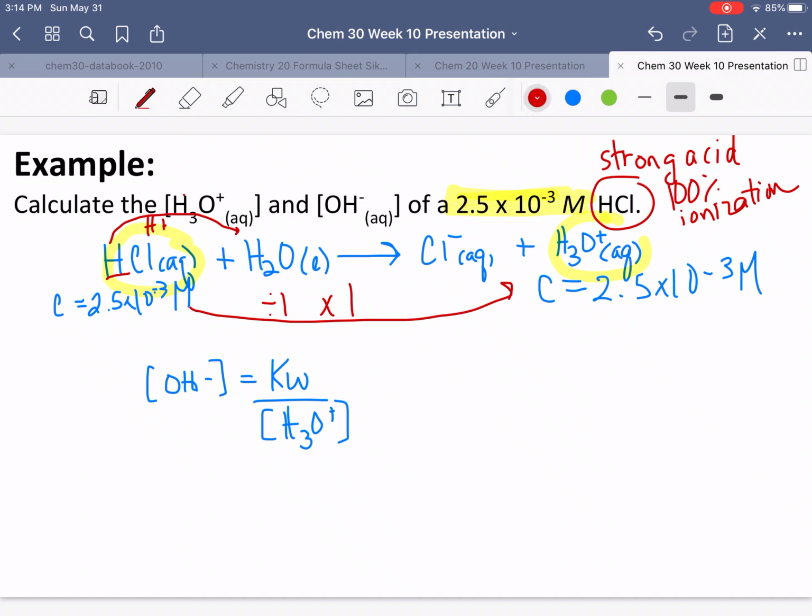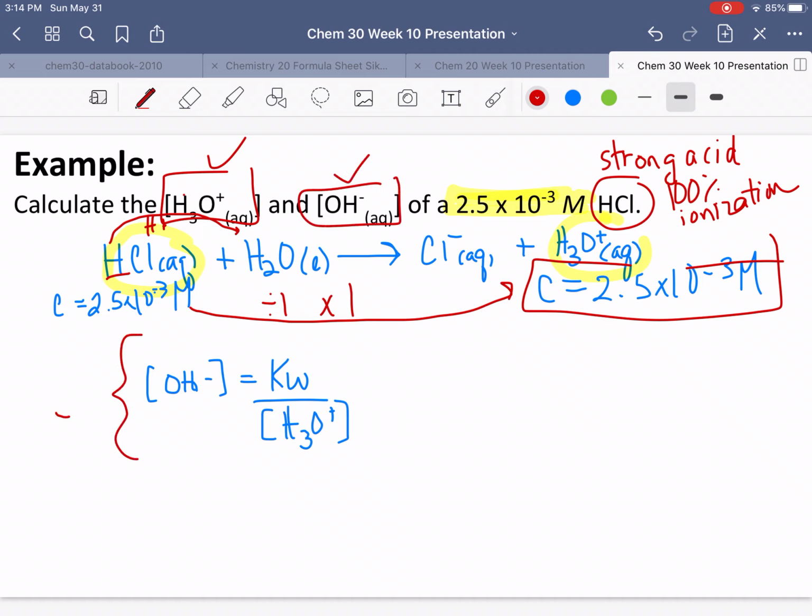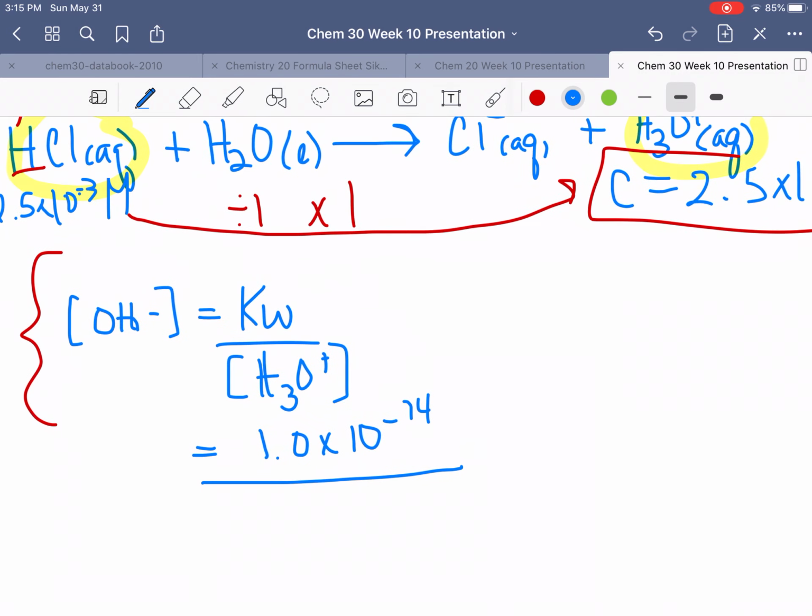So consider, at this point, this part of the question is already done. I just figured that out because it's a strong acid. This part of the question can be figured out with our new formula. Here we go. Kw, again, if you forget it, it's in your data booklet, 1.0 times 10 to the negative 14. Just like any equilibrium constant, it doesn't have units. Divided by the concentration of the hydronium, 2.5 times 10 to the negative 3 moles per liter.